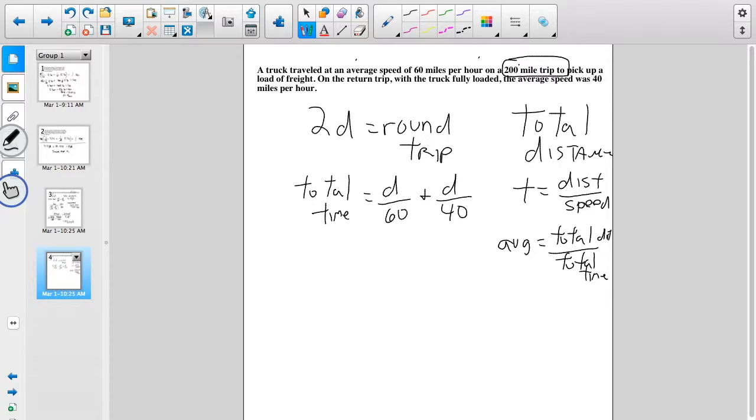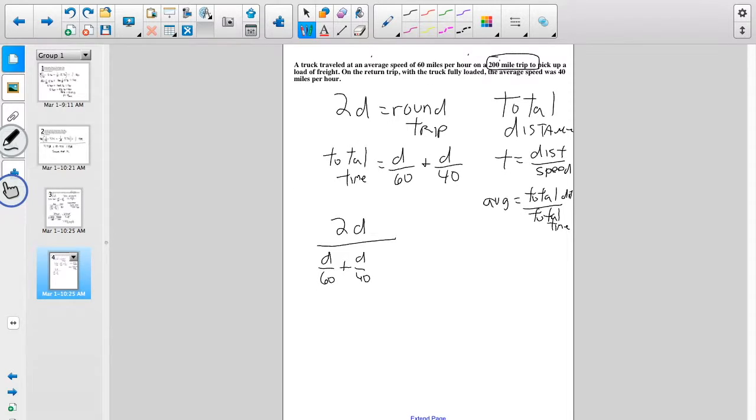So our equation looks like this: 2d, which is our round trip distance, over our total time, which is d over 60 plus d over 40. And that is our equation. Now, in order to solve this, we have to get rid of the 60 and 40 in the denominator of the denominator. So we're going to go ahead and multiply by the LCD, which is going to be 120. So we'll multiply both the numerator and the denominator by 120.